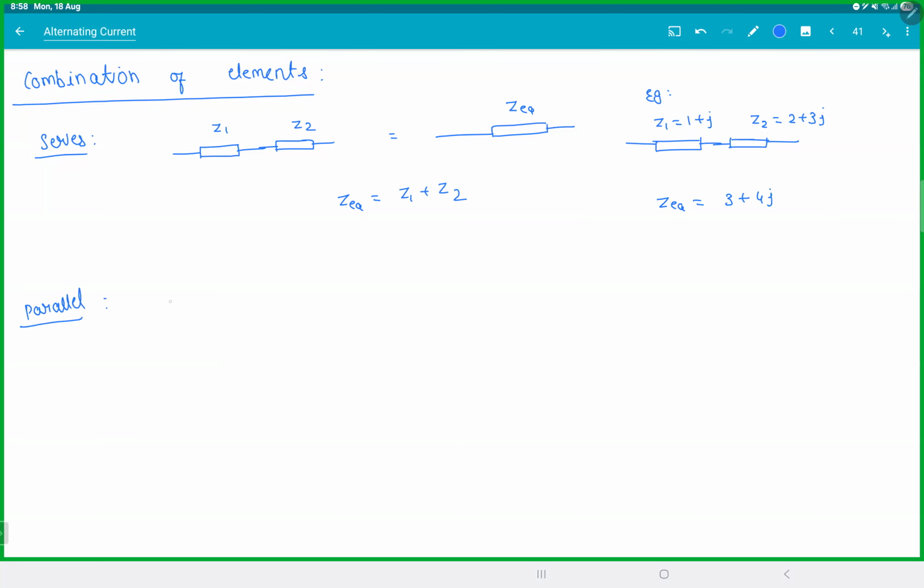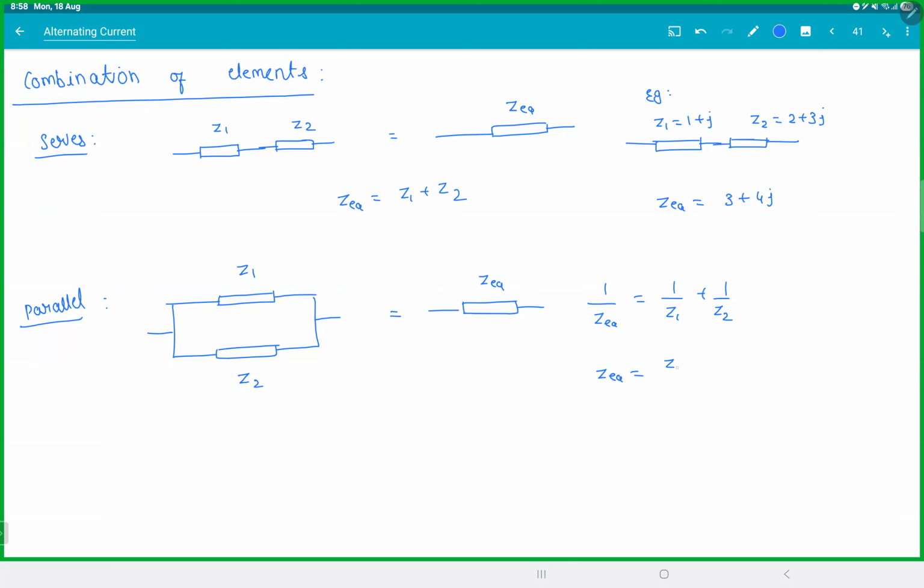If you have circuits in parallel, you can replace this with one. 1 by Z equivalent is 1 by Z1 plus 1 by Z2. The only thing, be careful when you're adding and subtracting, it's all complex number operations.